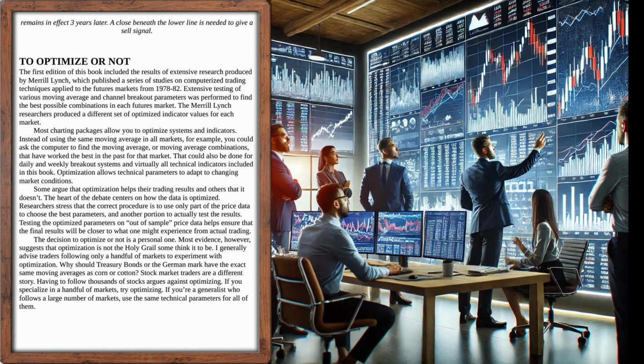I generally advise traders following only a handful of markets to experiment with optimization. Why should treasury bonds or the German mark have the exact same moving averages as corn or cotton? Stock market traders are a different story. Having to follow thousands of stocks argues against optimizing. If you specialize in a handful of markets, try optimizing everyone. If you're a generalist who follows a large number of markets, use the same technical parameters for all of them.